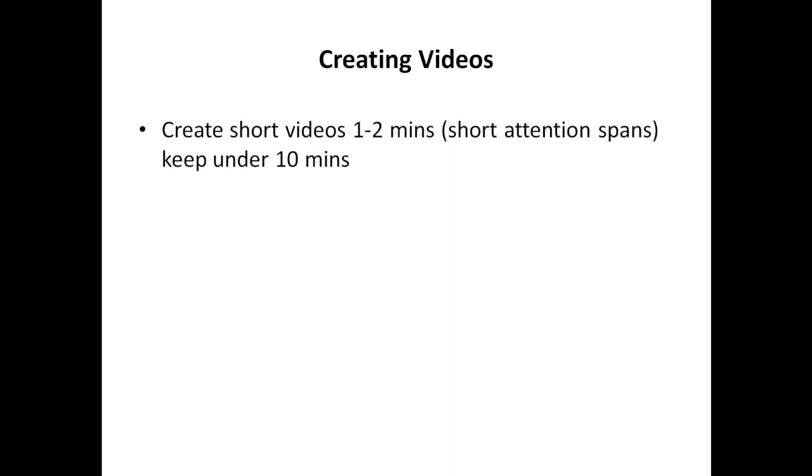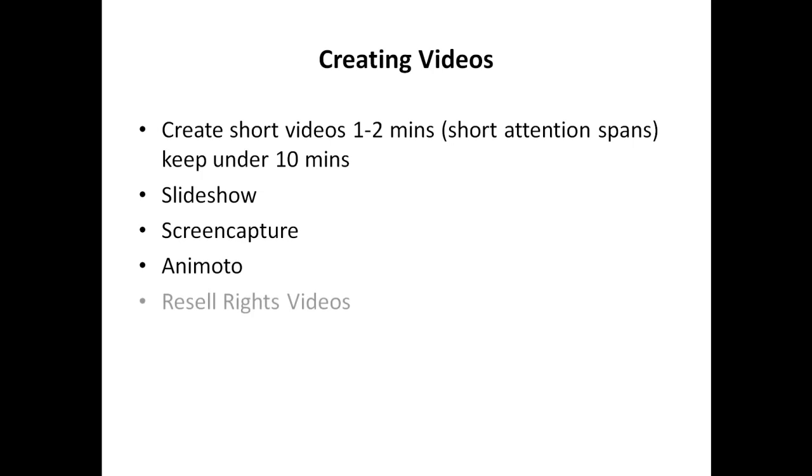Creating videos. It's best to create short videos of 1 to 2 minutes. People today have a very short attention span. Definitely you want to keep your video below 10 minutes. You can create your video by using a slideshow. You can create a video by using screen capture. You can use a software called Animoto. Or you can use resale rights videos.